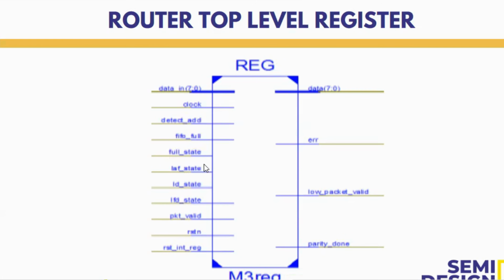Then you have the full state, the LAF state, load after full state, and the same load data state. All these control signals were sent by the FSM, if you remember, as outputs. So these are given to the register. It will check based on these states. Actually, it is implemented in the form of state transition only.